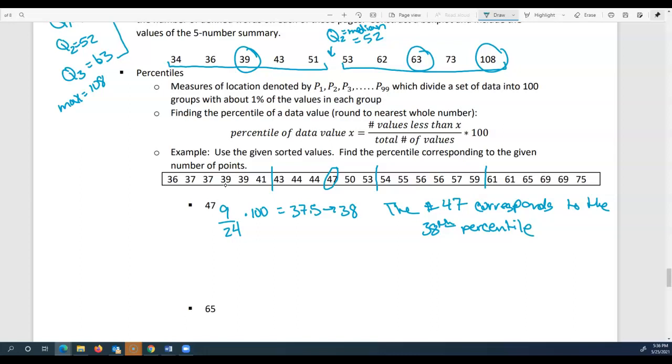And we can do the same thing with 65. Let's find the 65. Here it is. Now, how many values do I have that are less than 65? 6, 12, 18, 20. So we have 20 values out of the 24 that are less than 65. Multiply by 100. I got 83.3, which rounds to 83. So we would say the number 65 corresponds to the 83rd percentile.